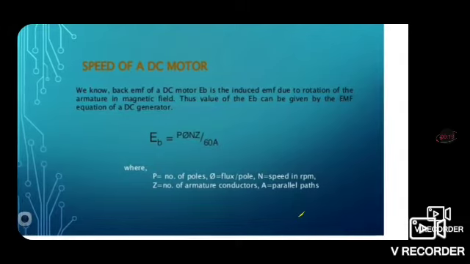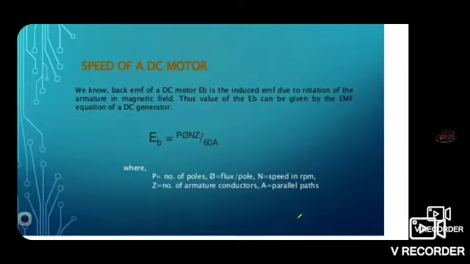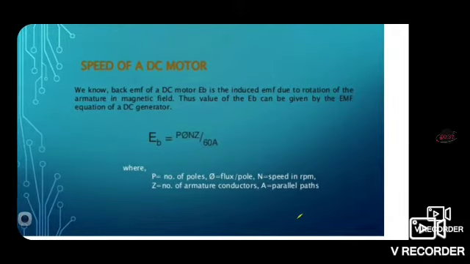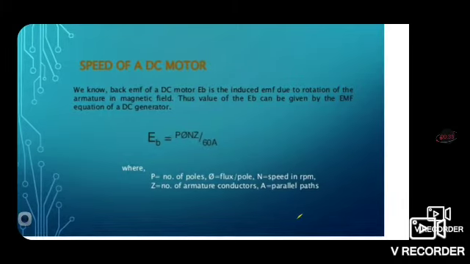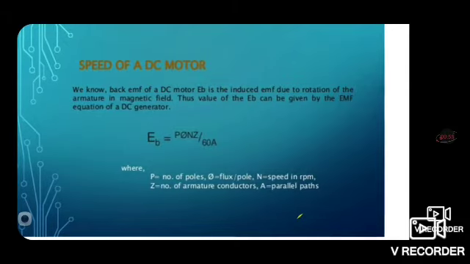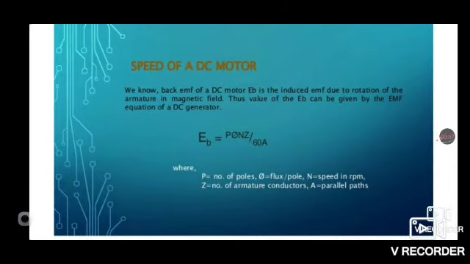We know the back EMF of a DC motor, EB, is the induced EMF due to rotation of the armature in magnetic field. Thus, the value of EB can be given by the EMF equation of DC generator. We know the equation EB equal to P phi NZ divided by 60A, where P is number of poles, phi is flux per pole, N is speed in RPM, Z is number of armature conductors, A is equal to number of parallel paths.